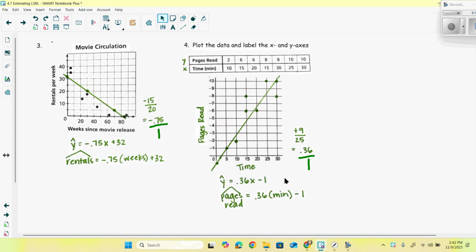So y hat equals 0.36 x minus 1. That means the pages that you read equals 0.36 times the number of minutes reading minus 1.